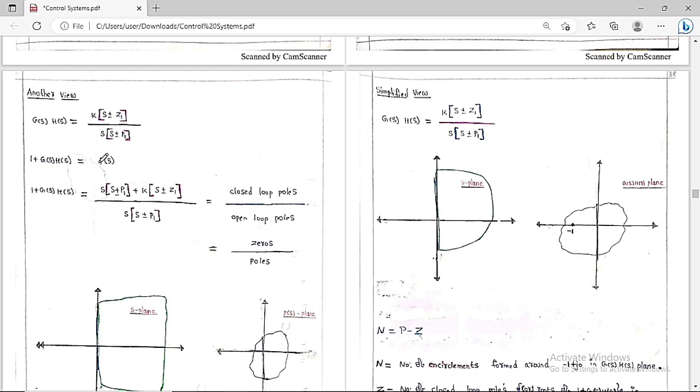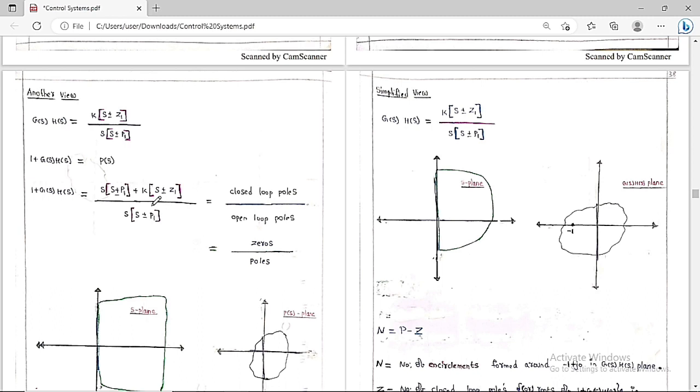Then what are we going to get? 1 plus G of S H of S. You know G of S H of S, just substitute and simplify, and we are going to get S into S plus or minus P1 plus K into S plus or minus Z1, by S into S plus or minus P1. So this is nothing but P of S. This is the numerator and this is the denominator.